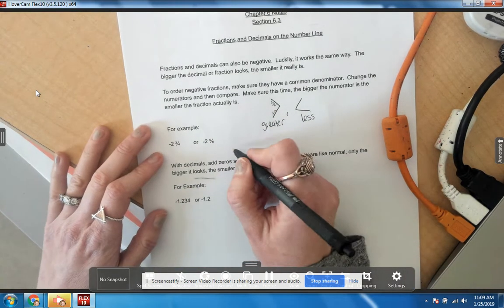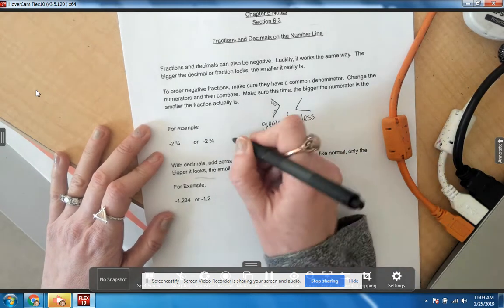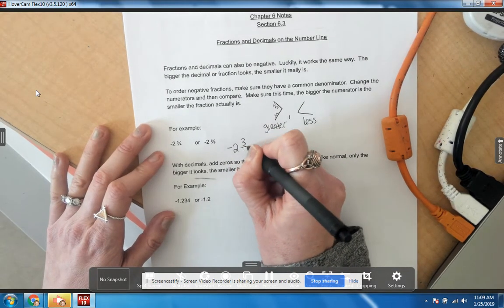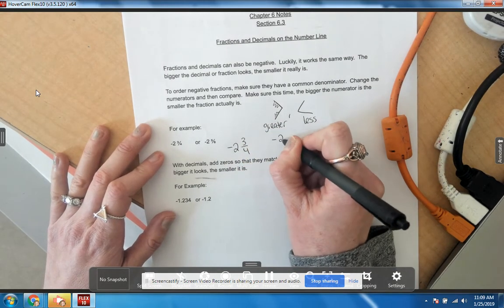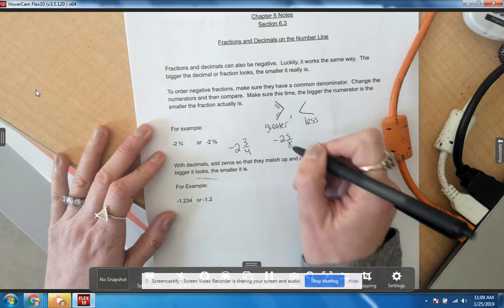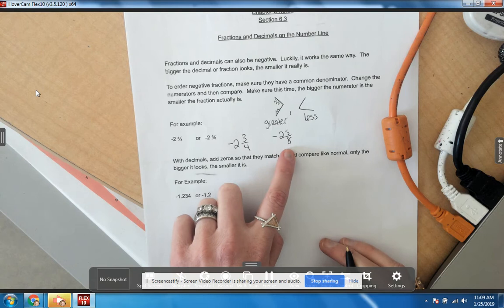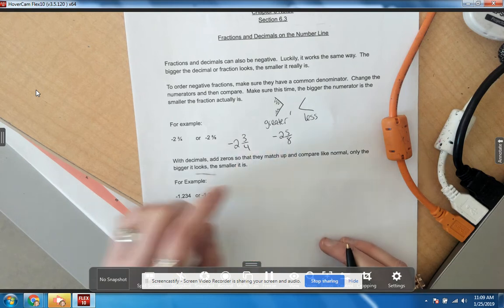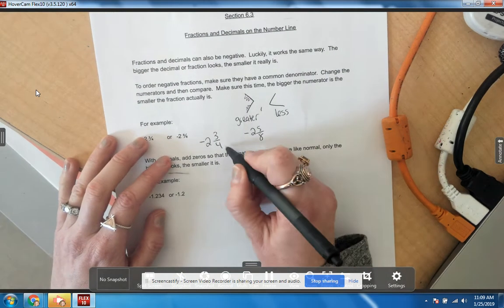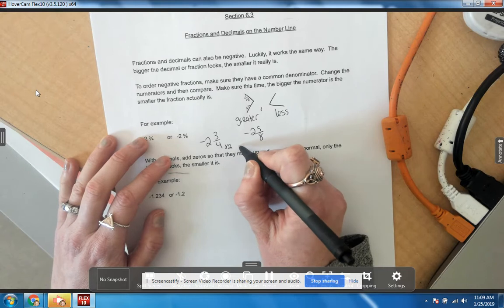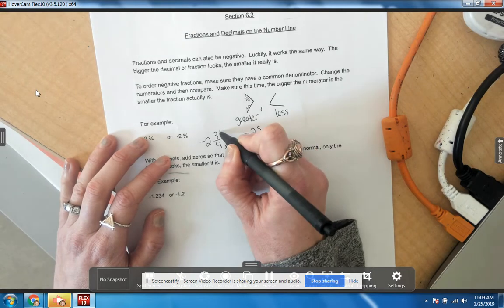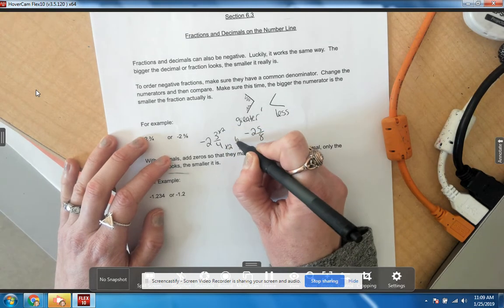So we have two fractions, negative 2 3/4 and negative 2 5/8. I'm just going to write them a little bit bigger so it's easier to see. We need to have a common denominator. They have denominators of 4 and 8. 4 can go into 8, so I'm going to use that as a common denominator. I'm going to multiply this denominator by 2 to get 8. Therefore, I multiply the top by 2, which is 6.